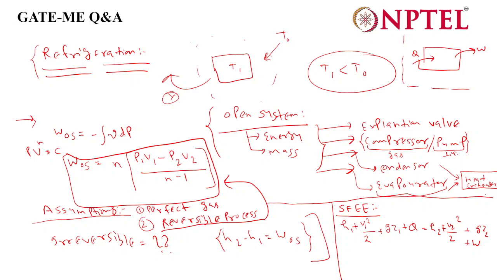That gives the work done by the open system. So is it clear where we have to use this formula and where we have to go for the steady flow energy equation? If anyone has a doubt, please ask right now. Should I go forward? Yes, sir.